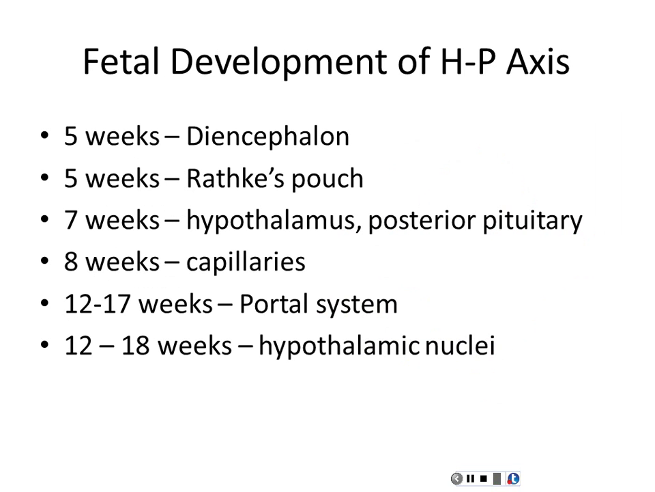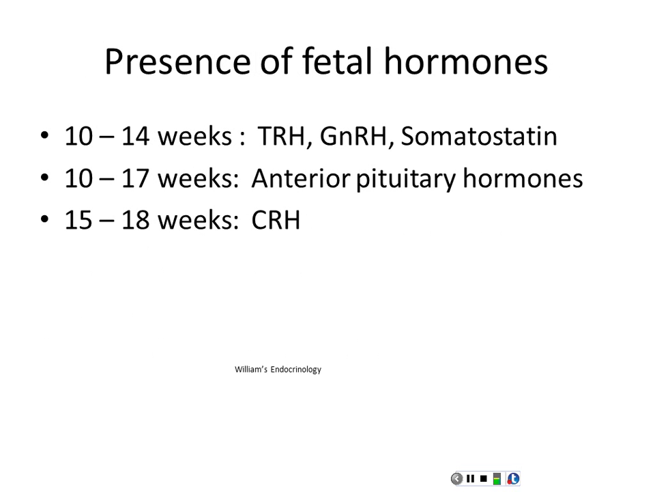So, fetal development of the hypothalamic pituitary axis. About 5 weeks, the diencephalon and Rathke's pouch form. At 7 weeks, the hypothalamus and the posterior pituitary are fully formed, or at least the outline is fully formed. At 8 weeks, the capillary system, and 12 to 17 weeks, the portal system are formed, and between 12 to 18 weeks, the hypothalamic nuclei are formed.